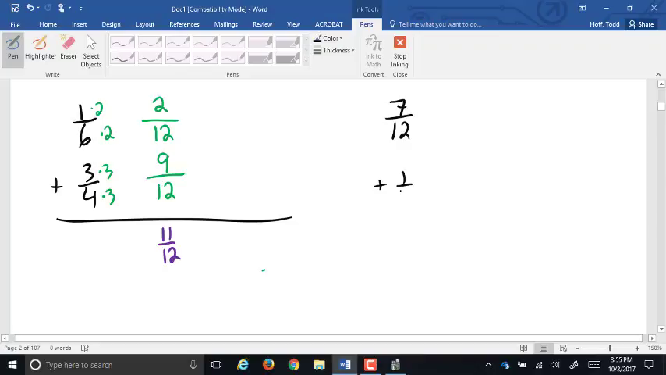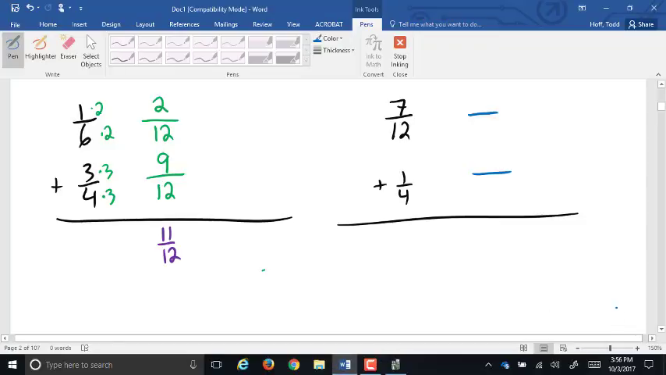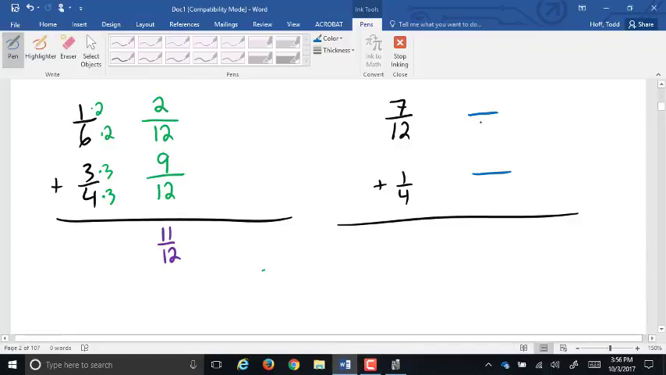Okay, in your notes, I'm going to have you guys try this one quick. 7 12ths plus 1/4. What do we get for common denominator? Somebody be brave. 24 would work. There is a smaller one we could use. 12. Sometimes one of the denominators is already the common denominator.